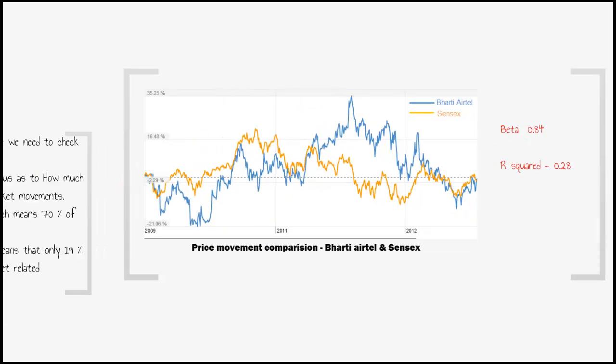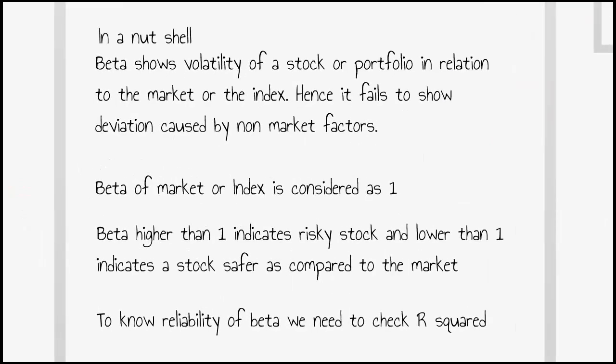So if you see, at various points of time, the stock and the Sensex are actually going opposite ways. So in a nutshell, what we have understood is beta shows volatility of a stock or portfolio in relation to the market or the index, and because it always considers index as the benchmark, it fails to take into account deviation caused by non-market factors. Beta of market is always considered as 1, and beta higher than 1 indicates a riskier stock as compared to the market, and lower than 1 indicates a safer stock as compared to the market.